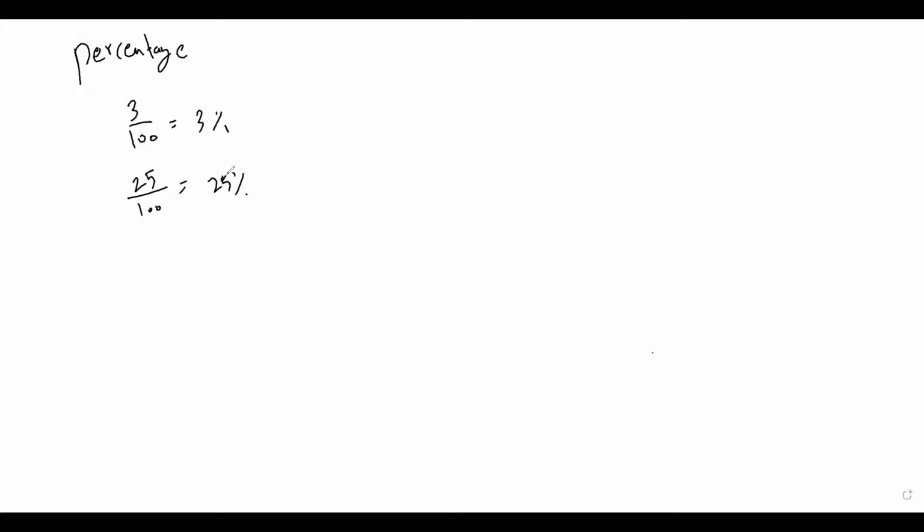And sometimes the denominator is not 100. For example, 2 over 10 or 3 over 20. Well, actually, we can use equivalent fractions to convert the denominator to 100. What I mean by that, in the first example, all you need to do is multiply both top and bottom by 10 to convert the denominator to 100. As a result of that, we get 20 on top, and this is equal to 20%.